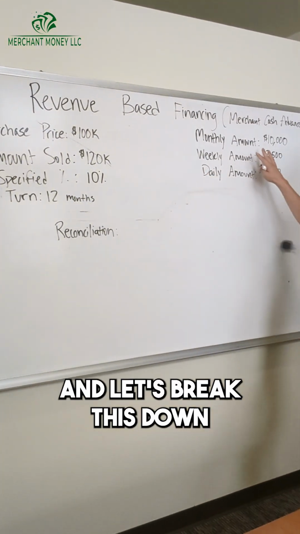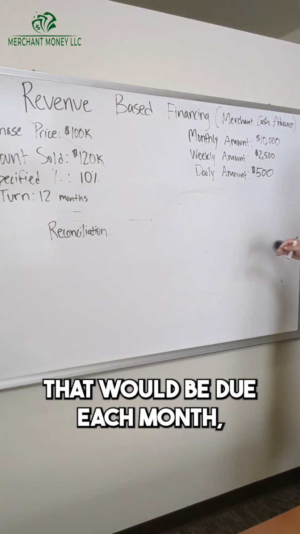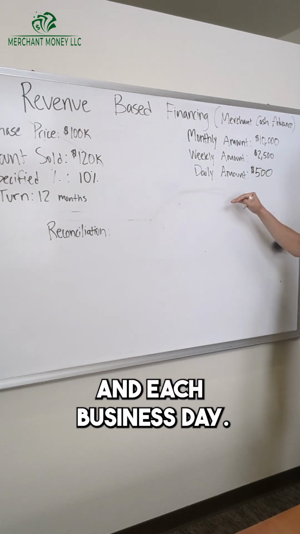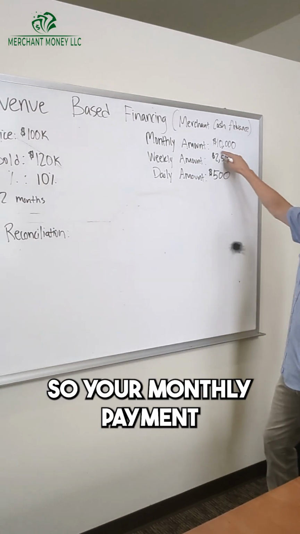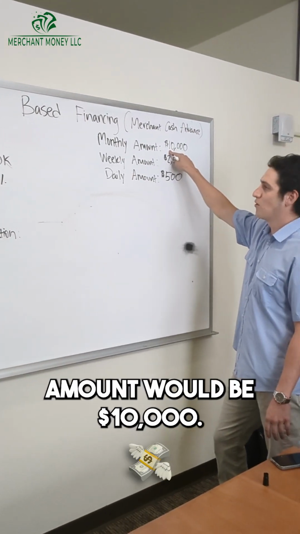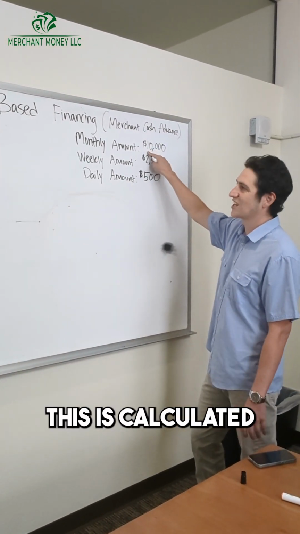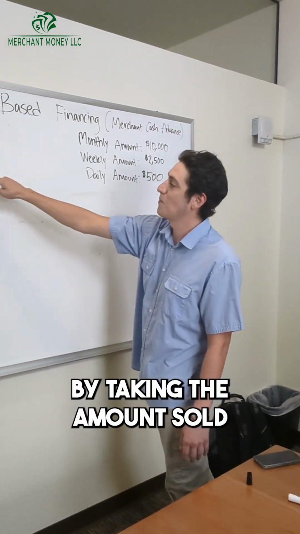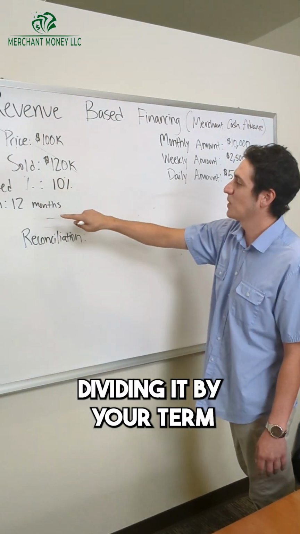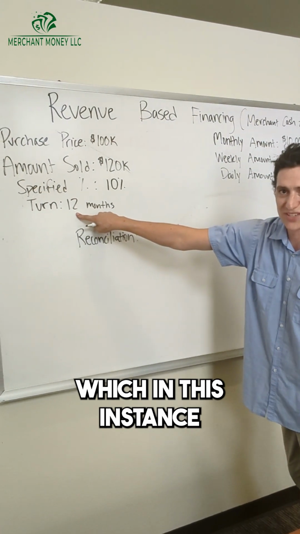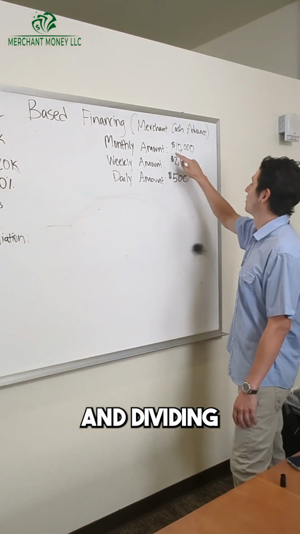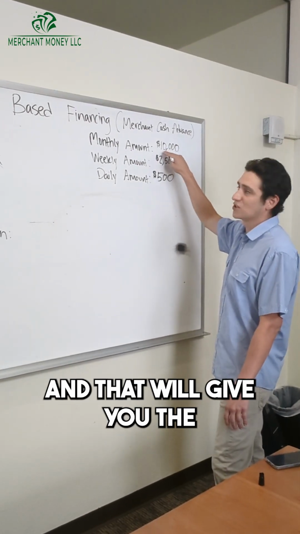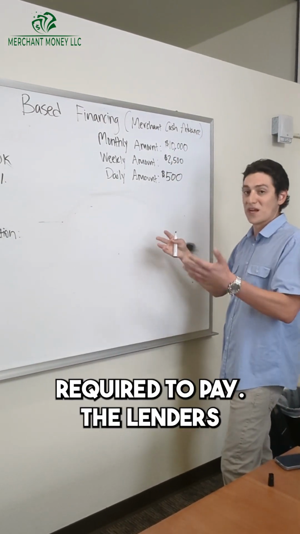And let's break this down by just the payment amounts that would be due each month, each week, and each business day. You will never be paying on the weekends. So your monthly payment amount would be $10,000. This is calculated by taking the amount sold, dividing it by your term, which in this instance is 12 months, okay? And then that will give you the total monthly amount you're required to pay the lender.